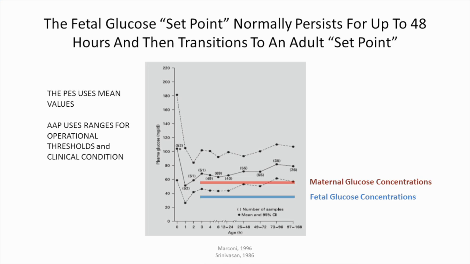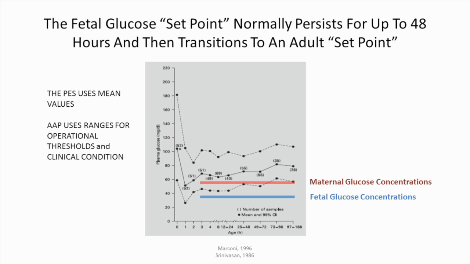We begin by looking at glucose levels that are shown in red, maternal glucose concentrations, and then in blue are fetal glucose concentrations, and these are mean levels. The mean maternal levels are around 80 milligrams per deciliter, and in blue, the fetal concentrations are around 60 milligrams per deciliter. Superimposed on those two lines are actual 95% confidence intervals of baby levels over the first week of life, with most of the levels shown over the first 48 hours of life.